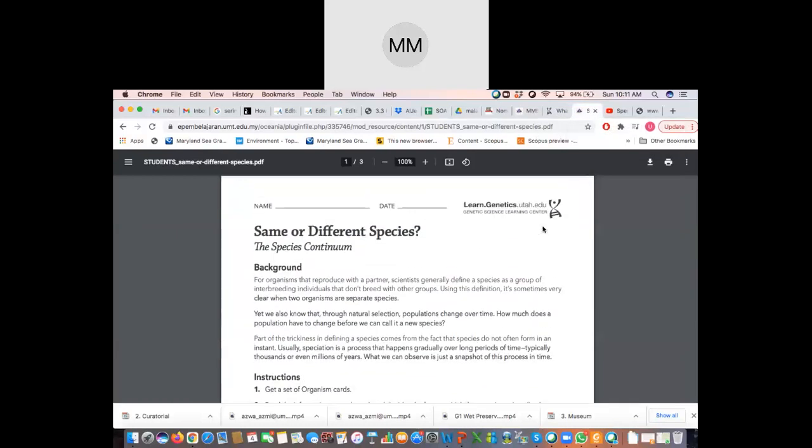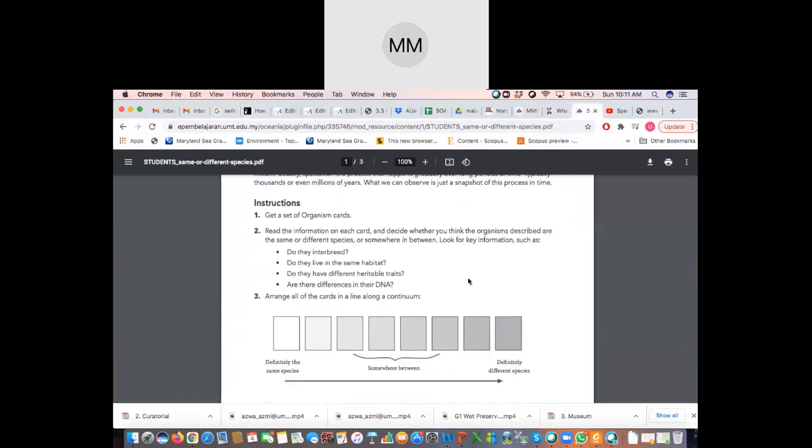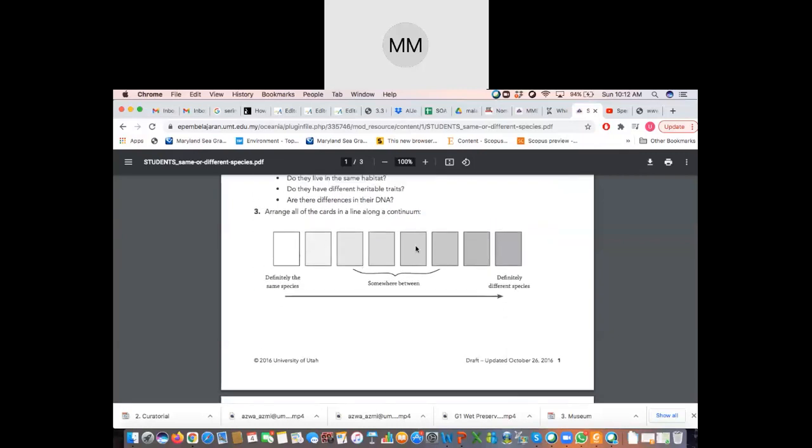So the idea of this work is to see whether the species are similar or the same. And one of the take-home messages of the video is to always keep this in mind. Are they able to interbreed? Do they live in the same habitat? Are there differences in heritable traits? And are there differences in DNA? Of course, there's more to this than just this information, but these are things to bear in mind when you're thinking about a species. As I mentioned, sometimes it's very definitive, it's either the same or different, but sometimes in the process of speciation, it can actually fall in the gray areas.